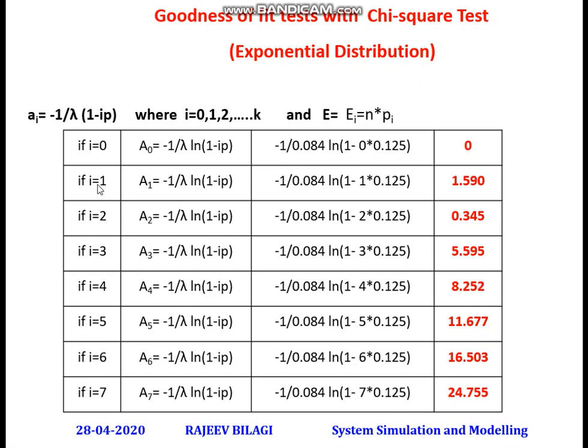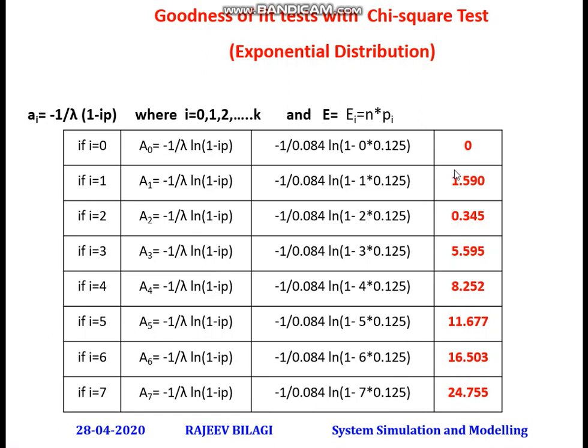Now substitute i is equal to 1. So you are going to get a1 equal to minus 1 by lambda, that is 0.084, ln of 1 minus i p, where the value is now 1 by 8. So you are going to get 1.590. Like this, if you substitute the values of i from 0 to 7, you are going to get these values. After getting these values, you have to find out what are the class intervals.